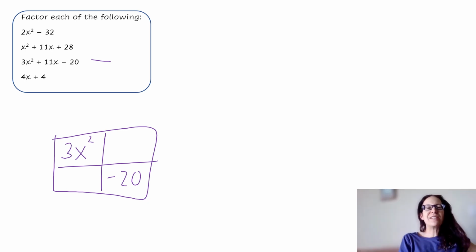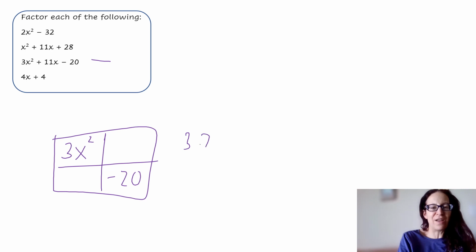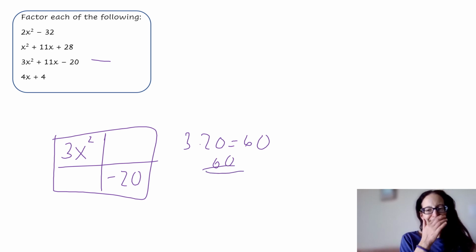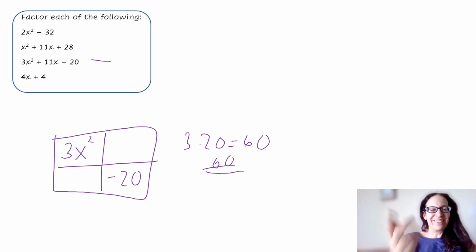So now we still need to find something that adds up to 11, but you're not going to find anything that adds up to 11 and also multiplies to give you 20. That's not a thing. So in order to get the right numbers in there, what we need to do is take the 3 and multiply it by the 20, and we get 60. And now we have to explore factors of 60. Now 60 is an awful number to work with, but we go through it.